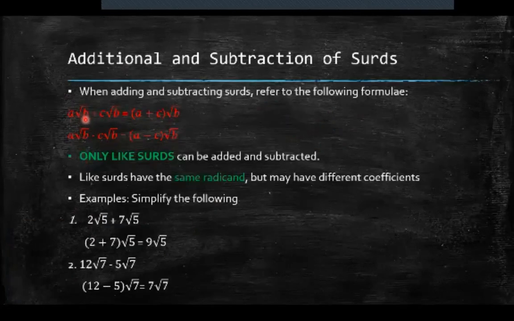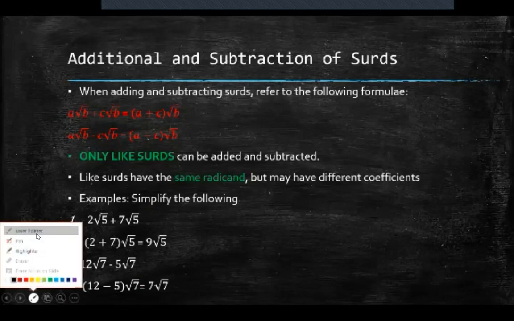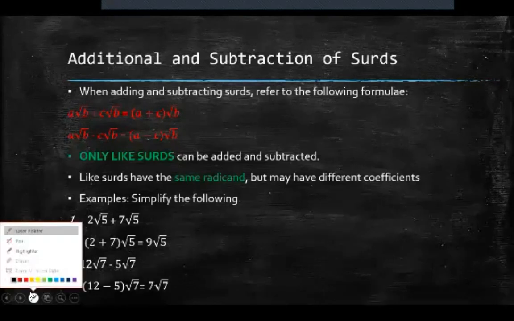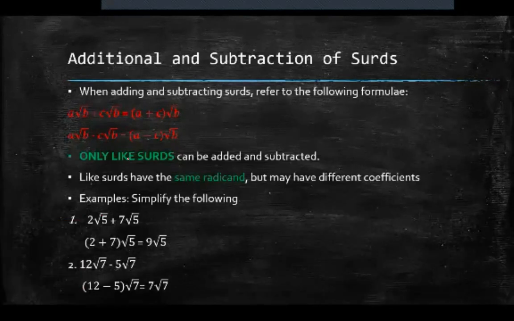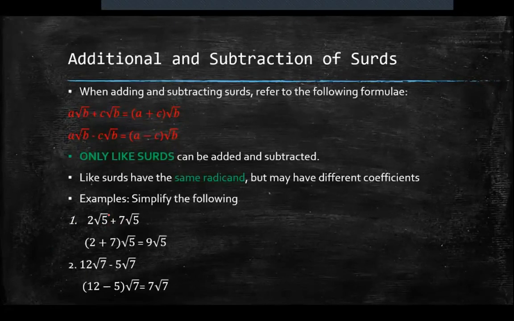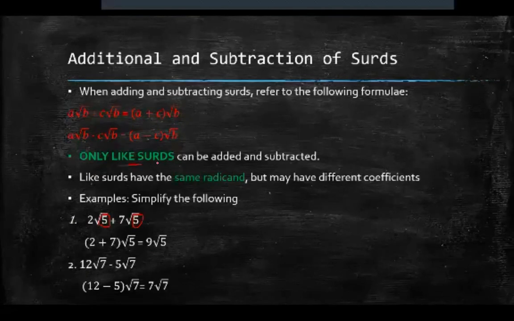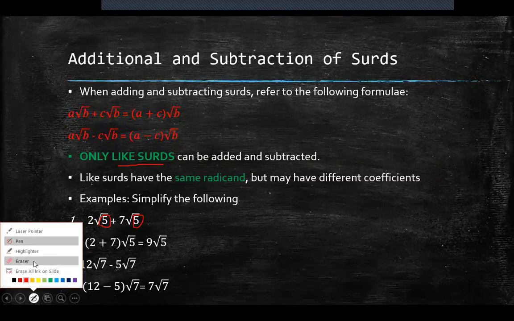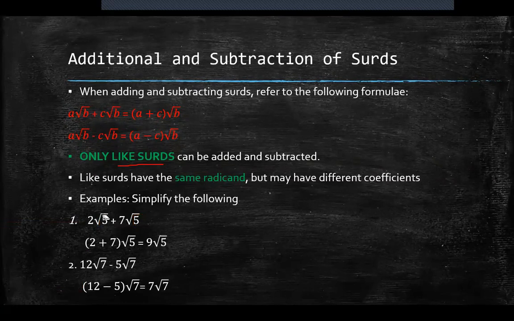Square root of a square root b plus c square root b is equal to a plus c square root b. So looking at my first example, hold on, I have 2 square root 5 plus 7 square root 5. We already said the value of a, which is the radicand, the values are both 5. So I was like, okay, these are like surds, and they can be added or subtracted. In this case, they want me to add them. So now that we know these surds can be added, we follow the rule.